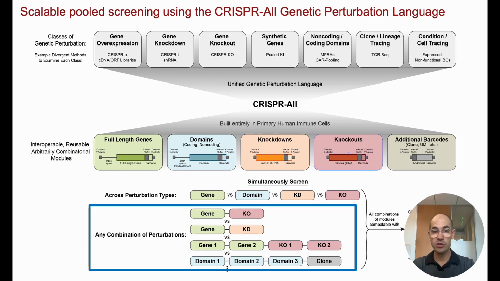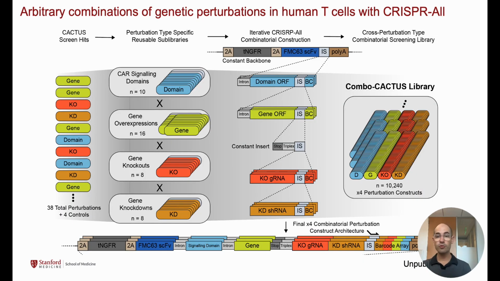The last thing I'll show is that that was showing just all individual perturbations being compared head to head. You can also screen all of this stuff combinatorially against each other. And so you can run complex perturbation screens. In this case, this is CAR signaling domains with gene overexpressions, with gene knockouts, with gene knockdowns, and over 10,000 four-function combinations of all of these.